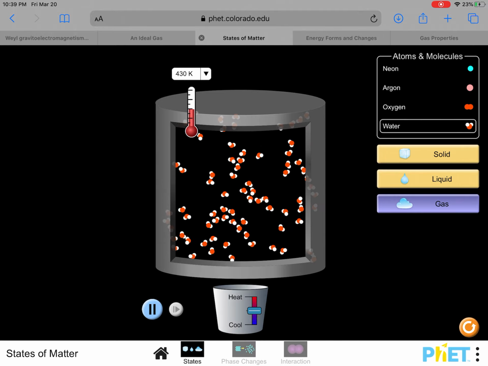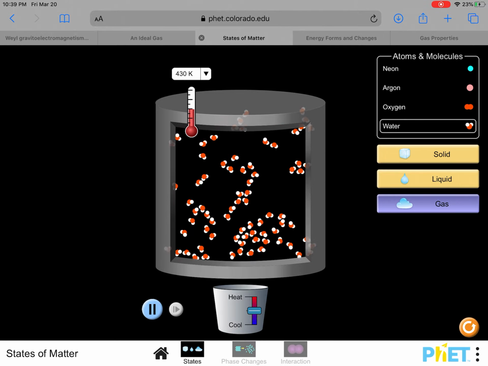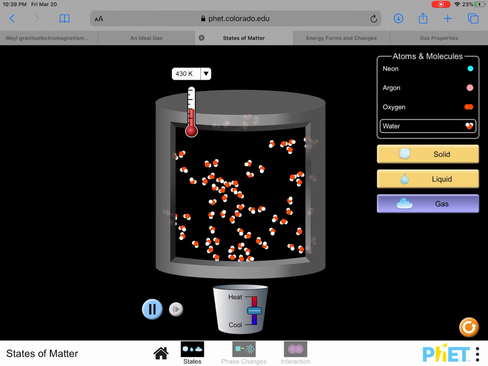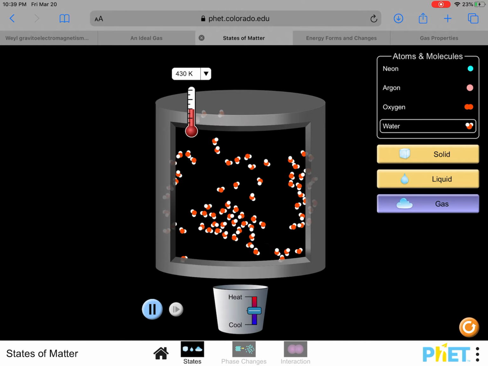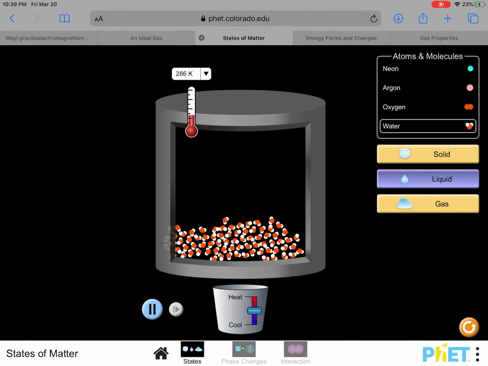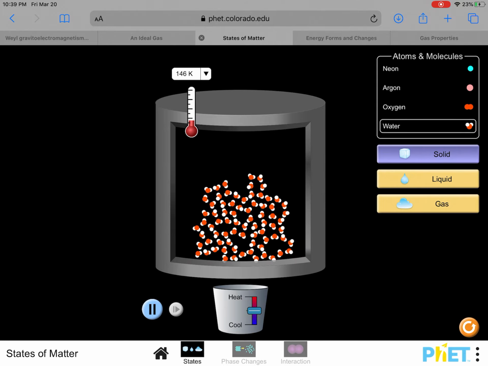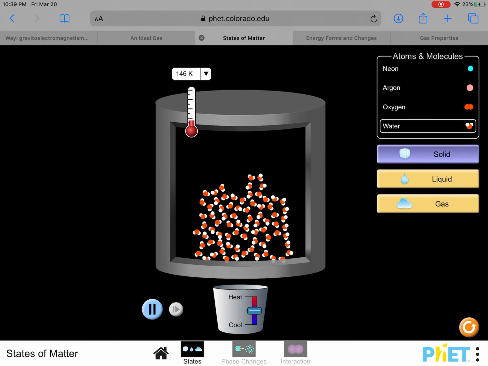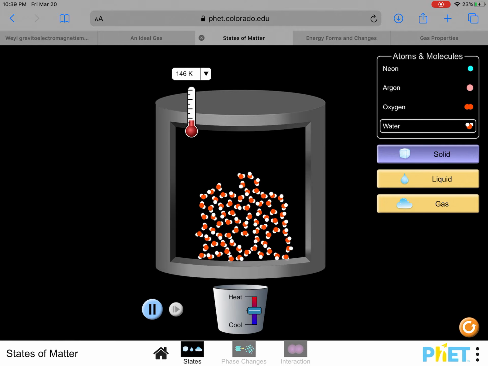Water as a gas is water vapor, and if you notice the temperature, water vapor has a high temperature, 400 kelvins. You cool it down to become a liquid. It drops to 286 kelvins, and you cool it down some more, and you're going to freeze the liquid water to become a solid, and there the temperature drops to about 146 kelvins. Okay, so now we're going to concentrate on solids.